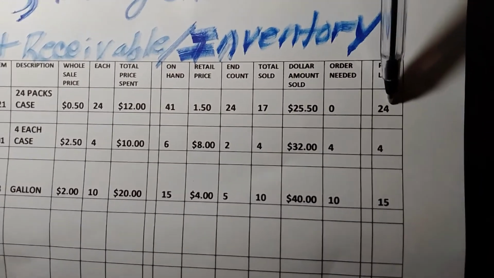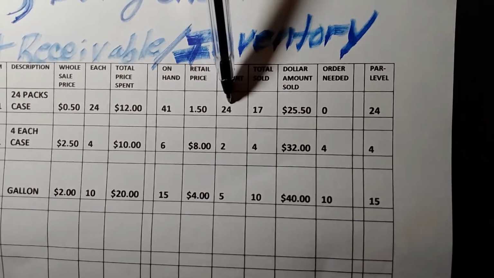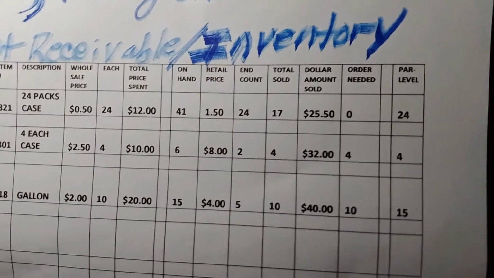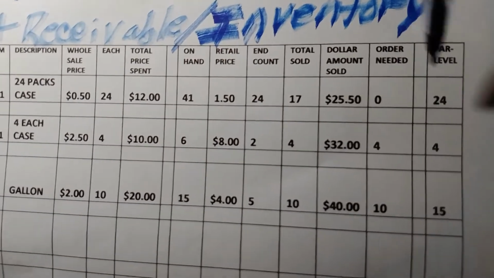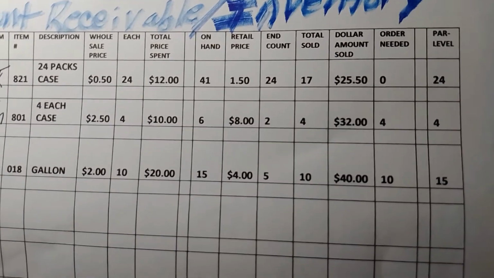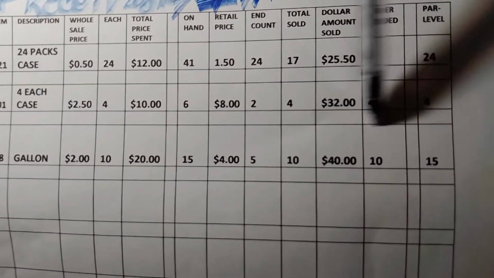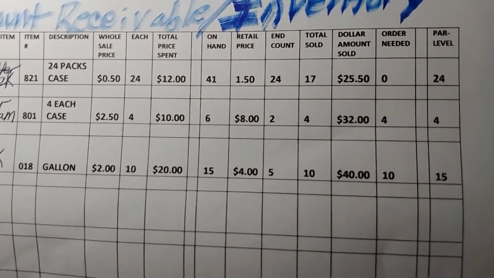Our par level is 24. So we still got 24 in our store, so there's no need to order any because we already have 24 in our store. Okay, so take a screenshot of that so that you would know. Go over here and study it, and you'll know how we did it.